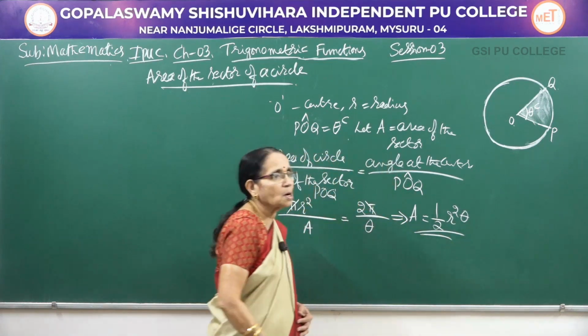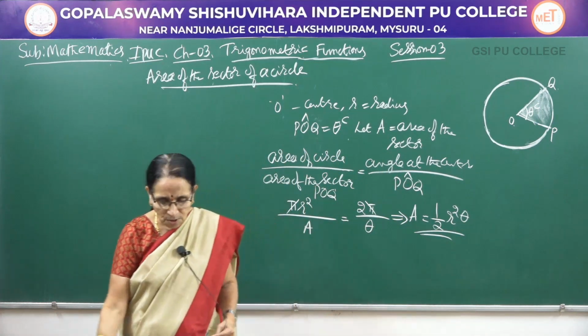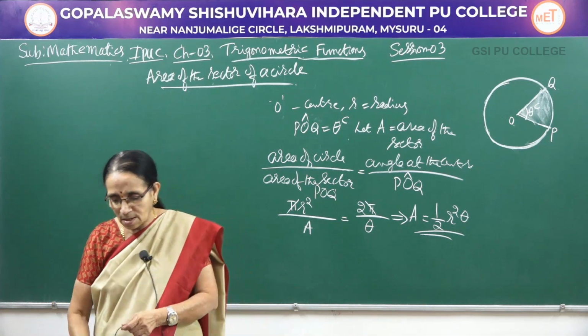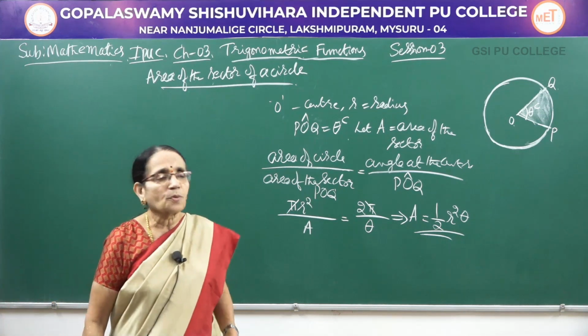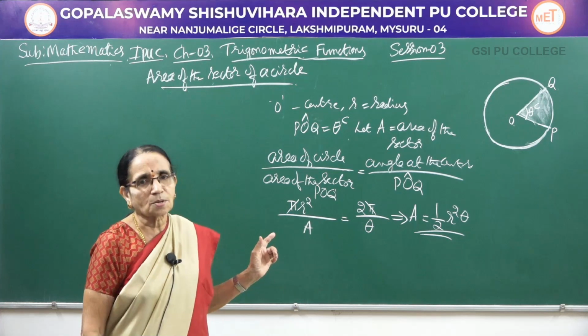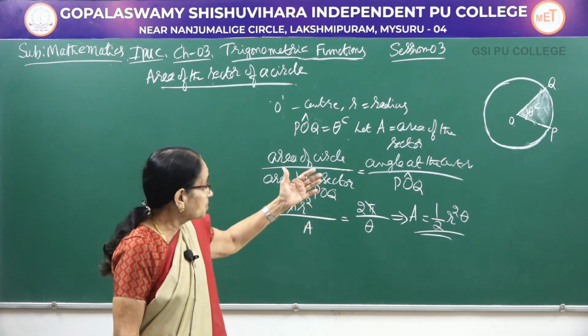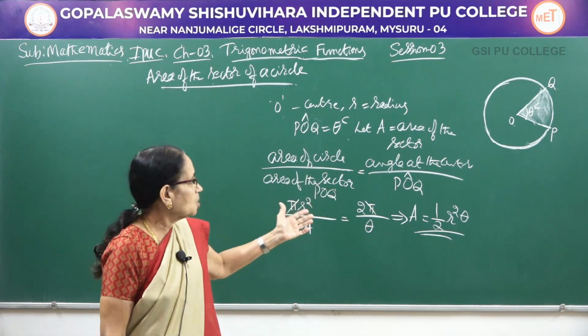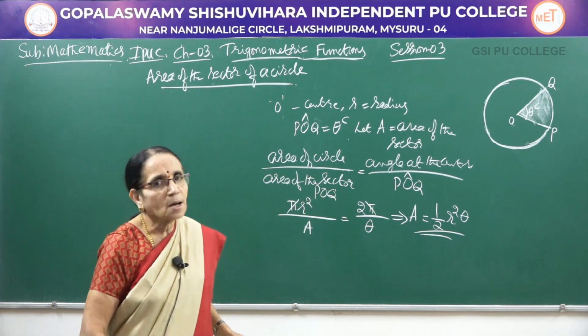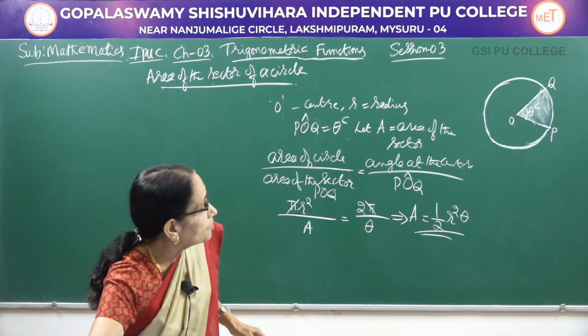So, this is the formula which gives us the area of the sector of a circle, that is half into r square into theta, where r is the radius of the circle, theta being the angle subtended at the center of that particular sector here. So, theta should always be measured in radian. So, this is the formula.